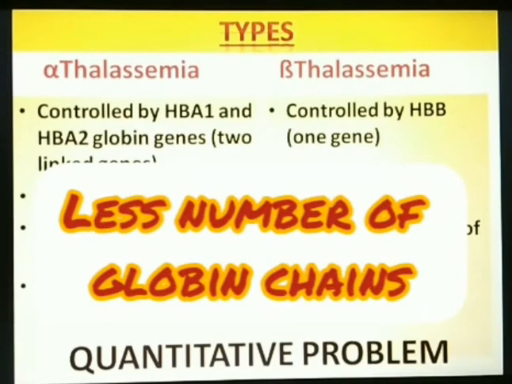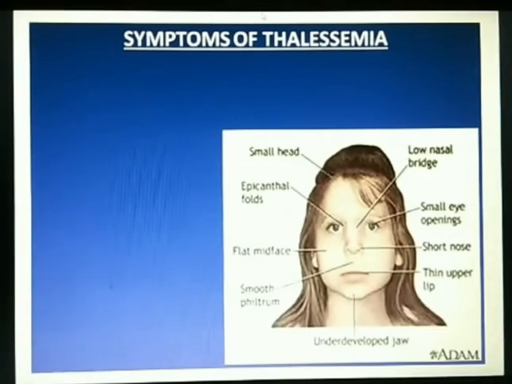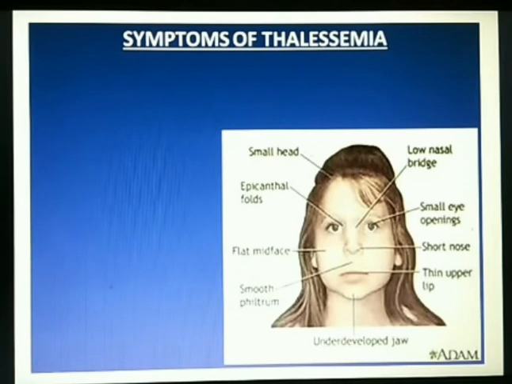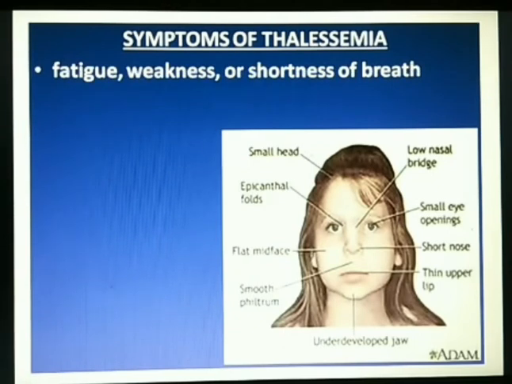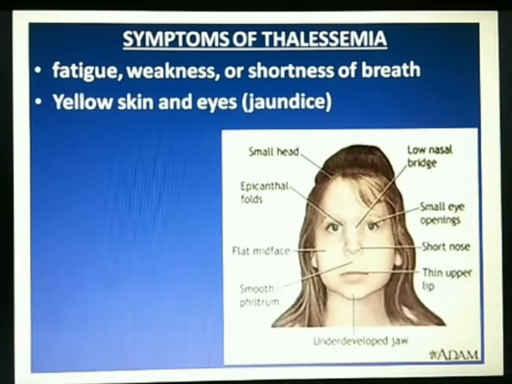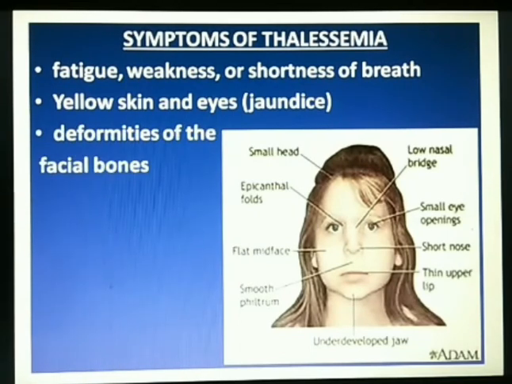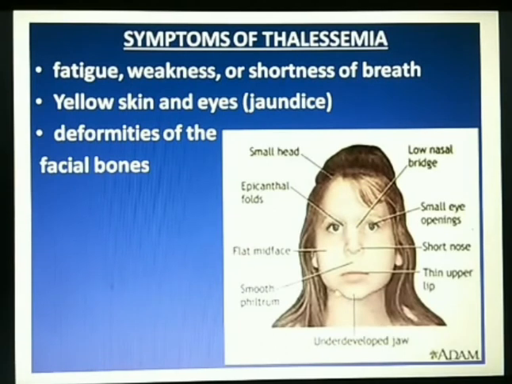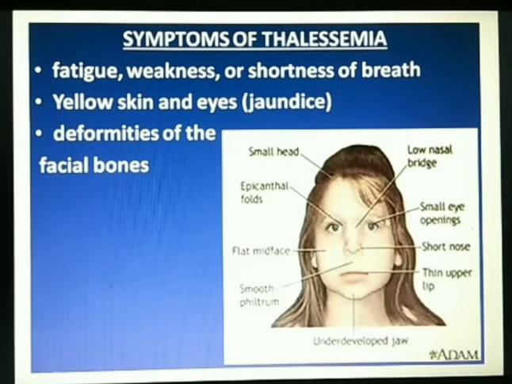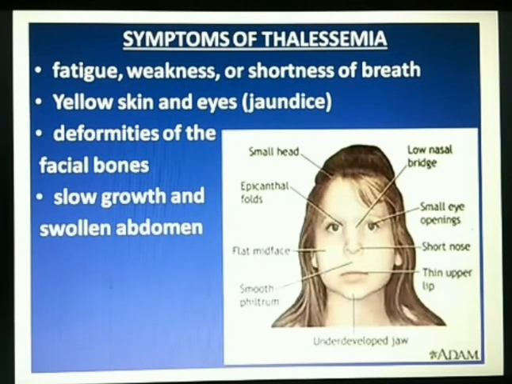The symptoms that we see in a thalassemic patient are fatigue, weakness, or shortness of breath, that means they have difficulty in breathing. Due to jaundice, their skin is yellow in color as well as the eyes. They also have deformities in the facial bones, slow growth and swollen abdomen, and they also release dark urine.